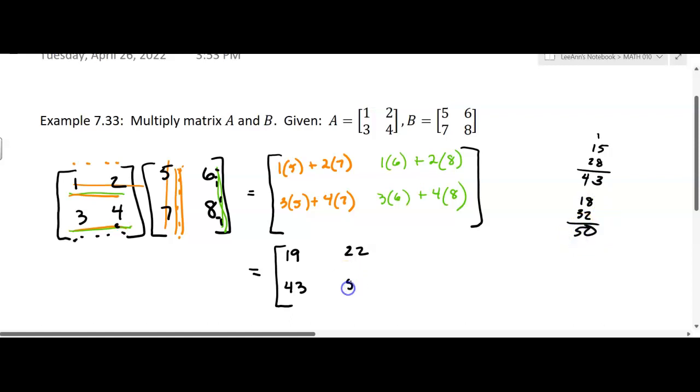Okay. And there's my new matrix. It is 2 by 2. Now remember, we were taking a 2 by 2 times a 2 by 2. These inner numbers had to be the same, and they are. These outer numbers tell us the dimensions, meaning we're going to get a 2 by 2 for an answer. Okay? So that's how you multiply a 2 by 2 times a 2 by 2.